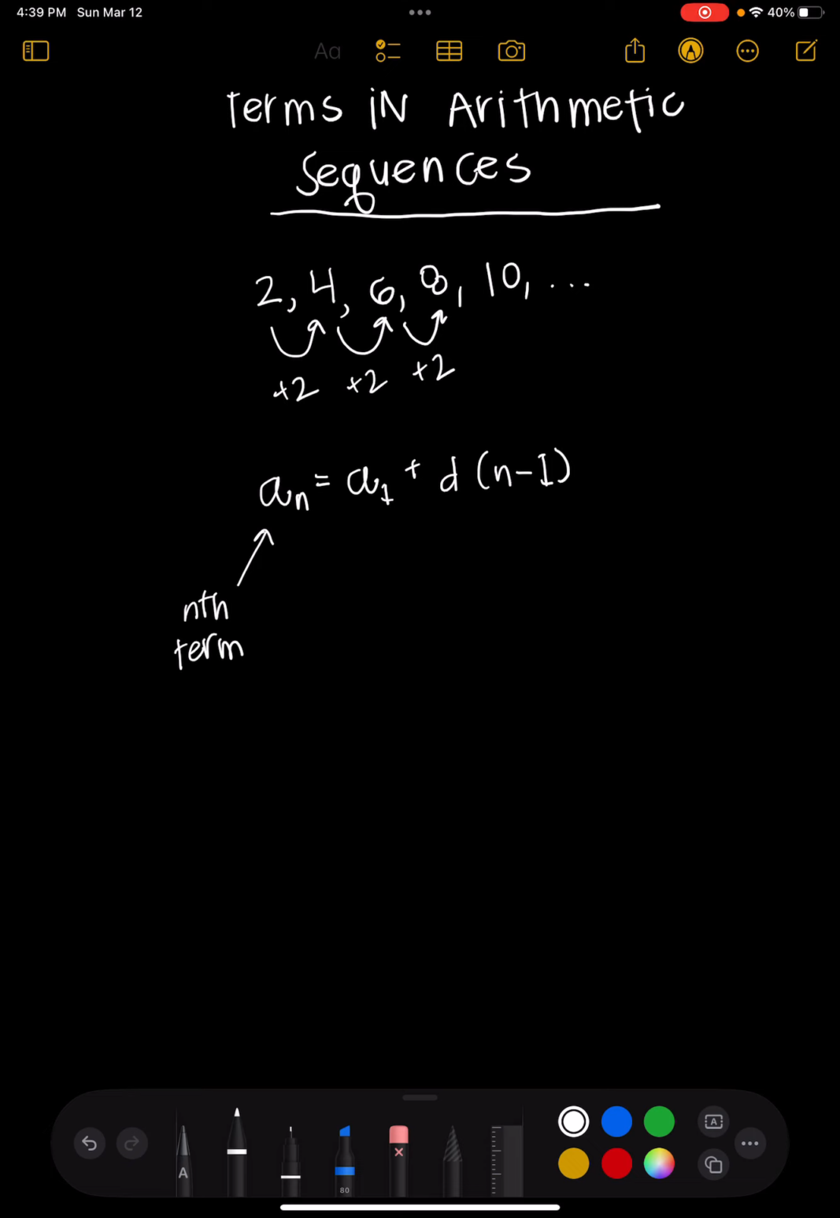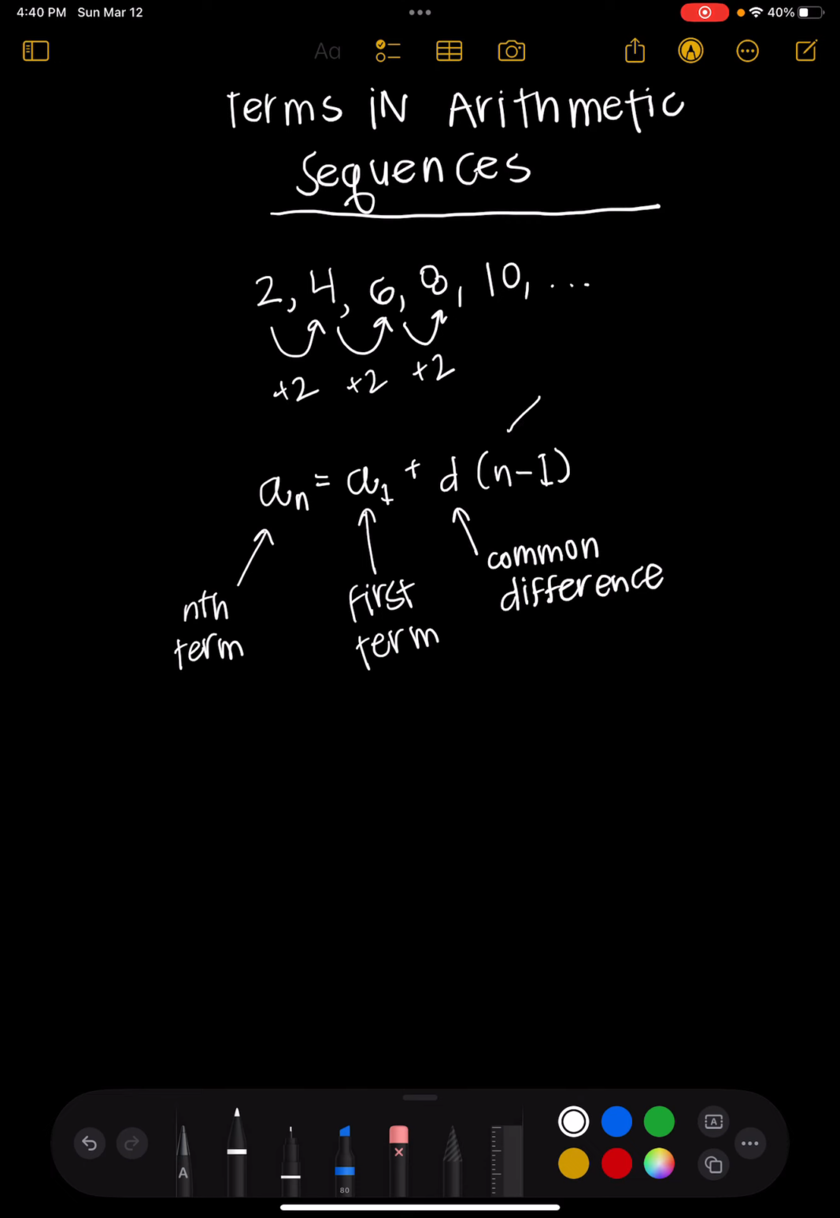And then A sub 1 is your first term. So your first term is the very first term in the sequence. In the example sequence above, that first term would be 2 because that's just the first number that appears. And then d is what we call our common difference. And so our common difference is what you're adding or subtracting every time in the arithmetic sequence.